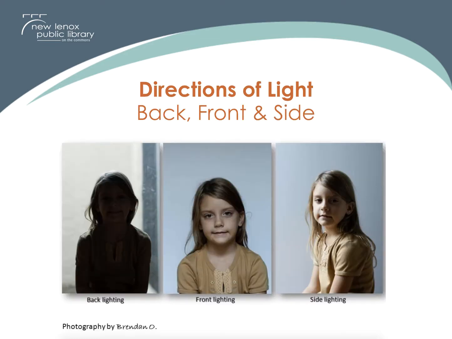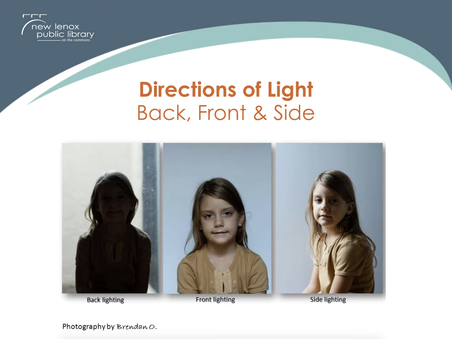Backlighting, front lighting, and side lighting all refer to the position of the light in relation to your subject. So if you have your subject being a person, like they are in this photo, the backlighting positions the light behind your subject, and that creates a silhouette like you see on the far left. And this is great to show the outline of your subject, but it's undesirable if you want to show your subject's face, for instance.